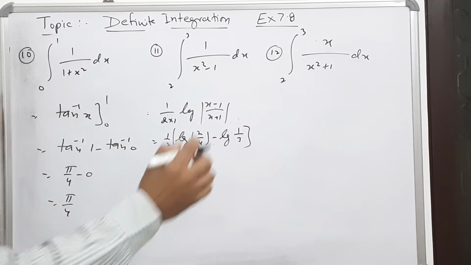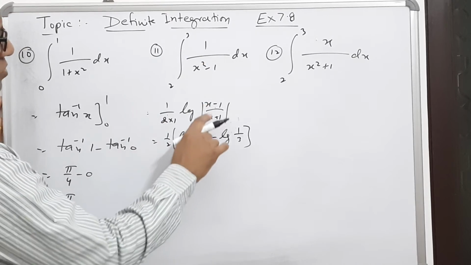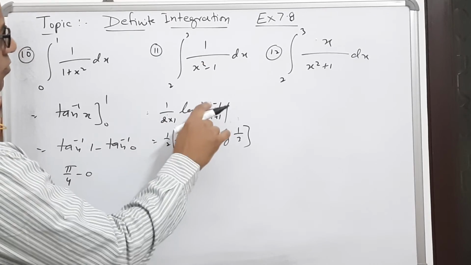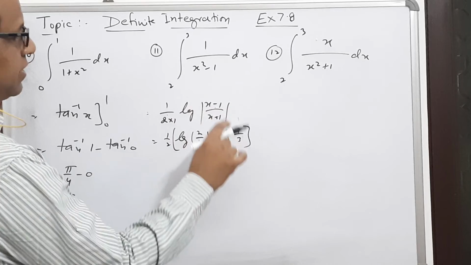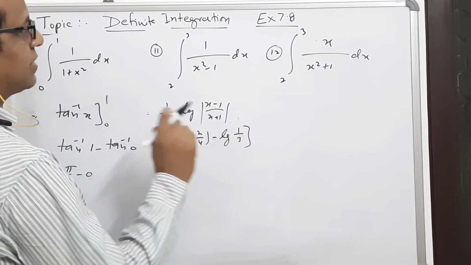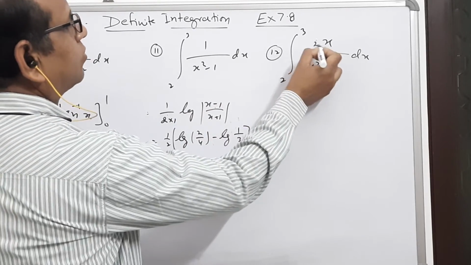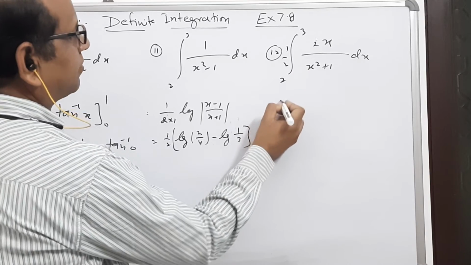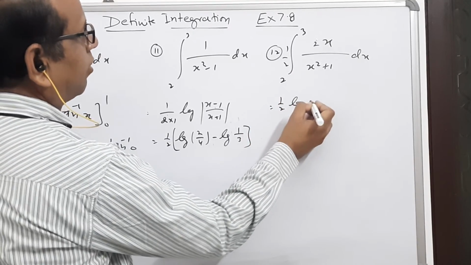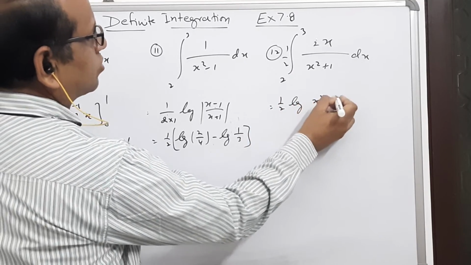You see this one. When you put x equals to 3, it is 3 minus 1, 2 upon 4. And when you put 2 here, 2 minus 1, it is 1, and 2 plus 1, it is 3. You see this now. You can multiply and divide it by half. So it is half log x square plus 1.